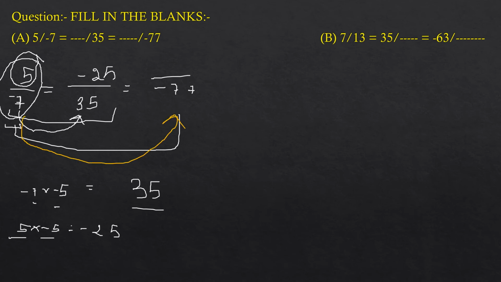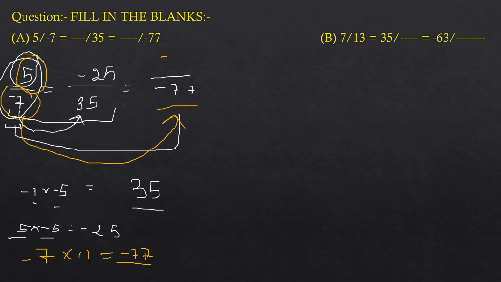Okay, now we have to see the relation between the first one and the last one. What has to be multiplied by this minus 7 to get this minus 77? What should be multiplied to this minus 7 to get minus 77? It should be multiplied with 11. 11 into 7 gives us 77, and minus 7 times 11 gives us minus 77. So this numerator, this 5, will also be multiplied by 11.